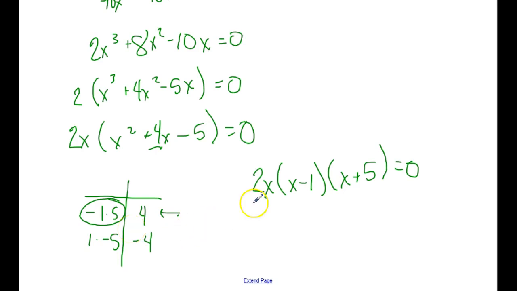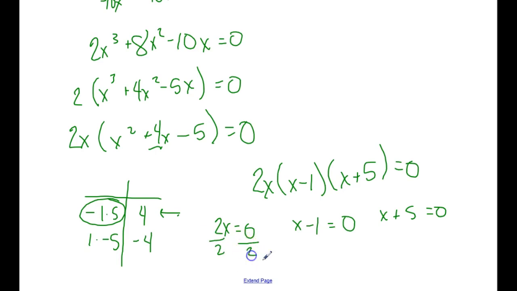So now that I have it completely factored, I'm going back to my zero product property because I know that anything times 0 will get me 0. So I can set up each piece that's multiplied equal to 0. So I have 2x equals 0, I have x minus 1 equals 0, and I have x plus 5 equals 0. So from there I just solve for my x.